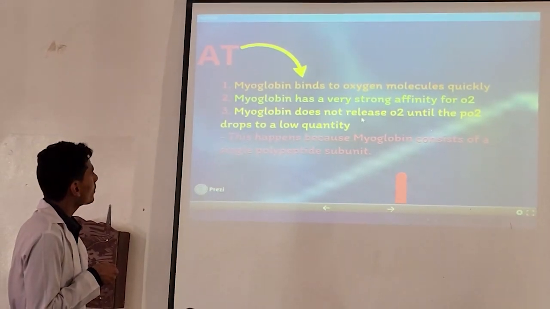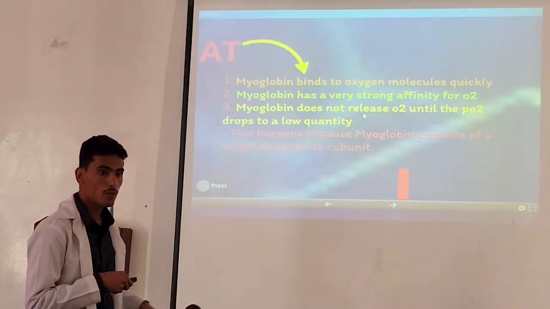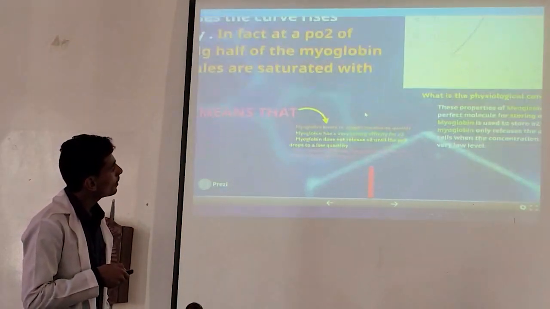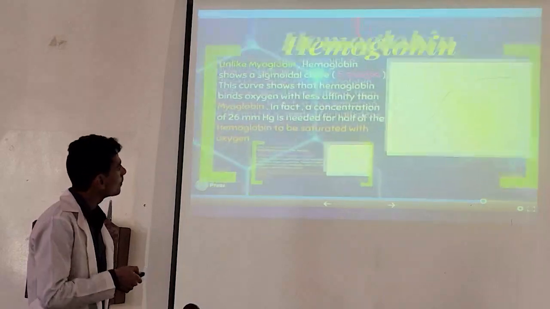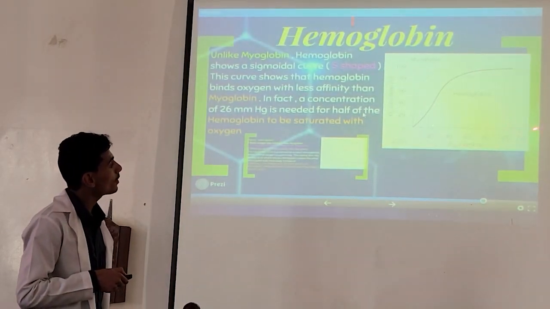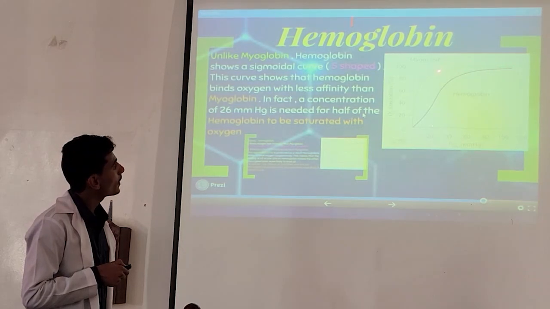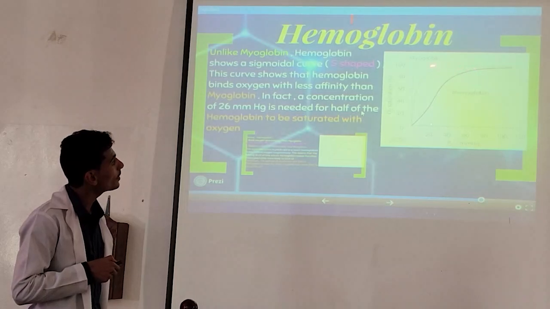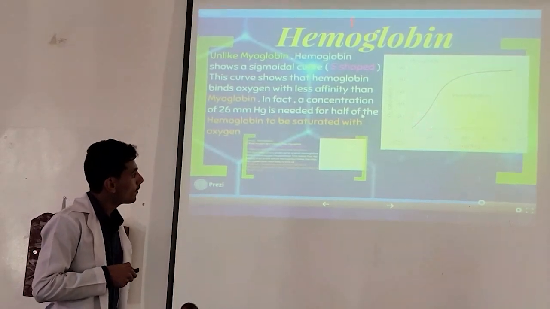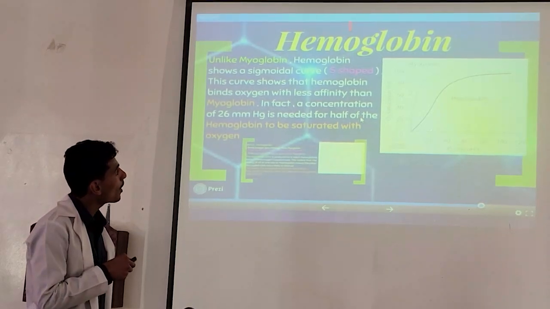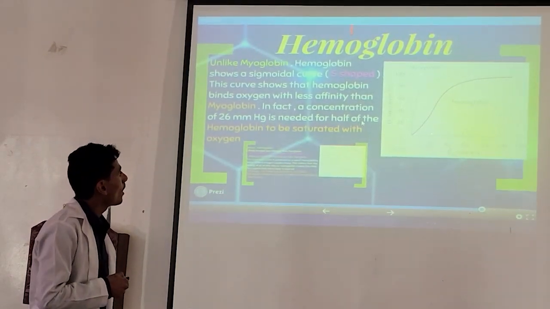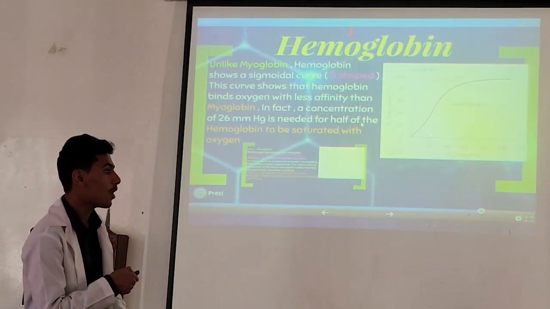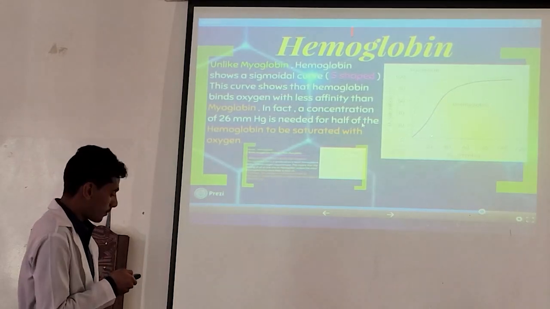Myoglobin doesn't release oxygen until the partial pressure of oxygen is too low. As we notice here, if I decrease the concentration of oxygen, myoglobin remains bound to oxygen and doesn't release it until the partial pressure is very low. Only when there is too little oxygen does myoglobin start to release it. So myoglobin is used to store oxygen and is not a good carrier of oxygen, as I will explain in the next slides.